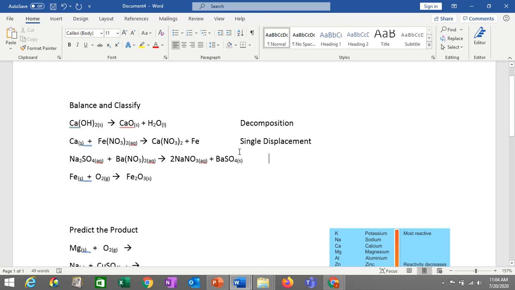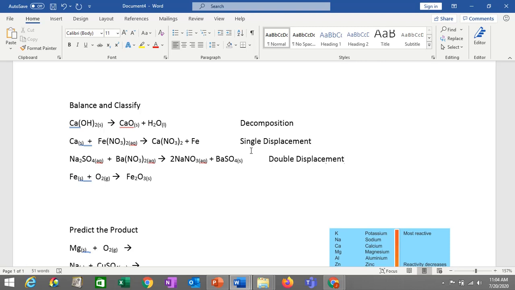Okay, this one should be easy, right? We've got one compound here and another compound. You're adding 2 compounds together, so you know what type this is going to be. And you can see that the partners have switched. So sodium used to be with sulfate, but now it's with nitrate. Barium used to be with nitrate, but now it's with sulfate. So both things have been displaced. So this is double displacement.